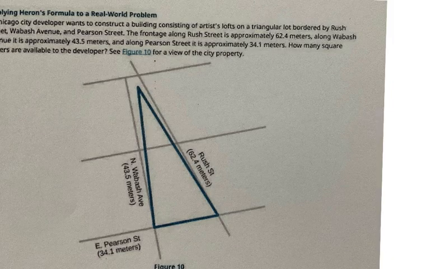All right, let's look at this. A Chicago city developer wants to construct a building consisting of artist lots on a triangular lot bordered by Rush Street, Wabash Avenue, and Pearson Street.